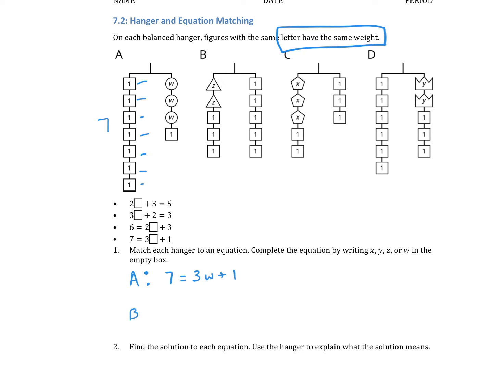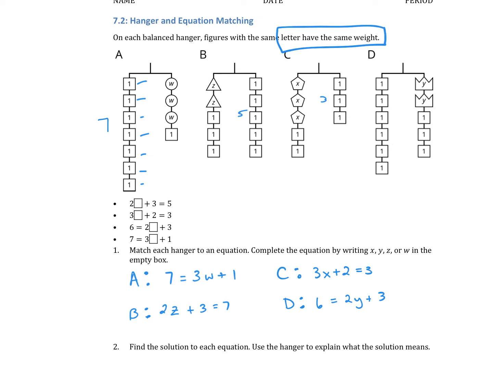For hanger B, on the right side, I have 5 ones, so the one that matches with is the first equation. This time, I'm going to use the letter Z because there are Z's there. So 2Z plus 3 equals 7. For C, I have 3 on the right side, so that will match with the second equation. So I'm going to use X, 3X plus 2 equals 3. And then for D, that would be the third equation, which is 6 equals 2y plus 3.